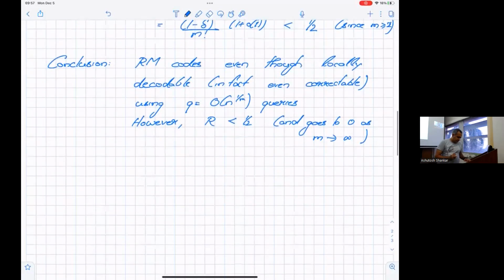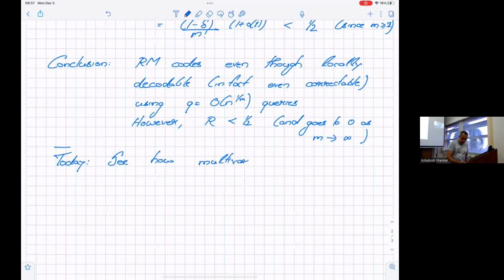So today we will see how multivariate multiplicity codes get around this rate barrier, this rate half barrier.